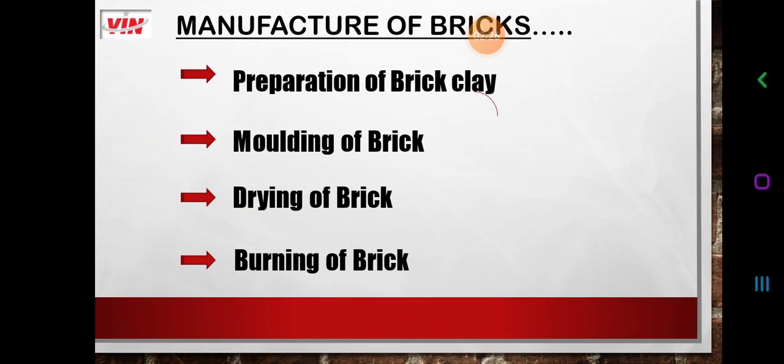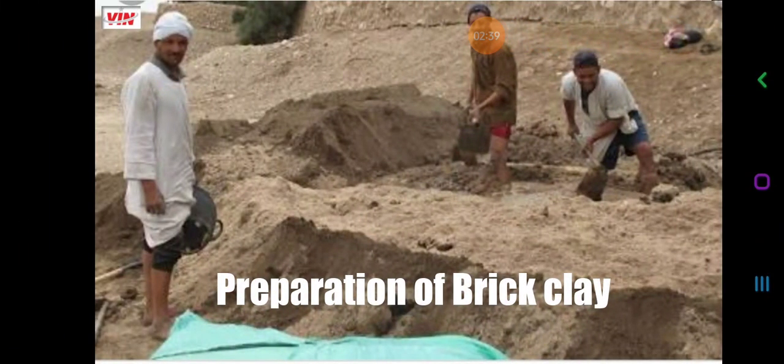The next one is manufacture of bricks. There are 4 steps involved in the manufacturing of bricks. First is preparation of clay, then molding, drying and burning of brick. First, preparation of brick clay.